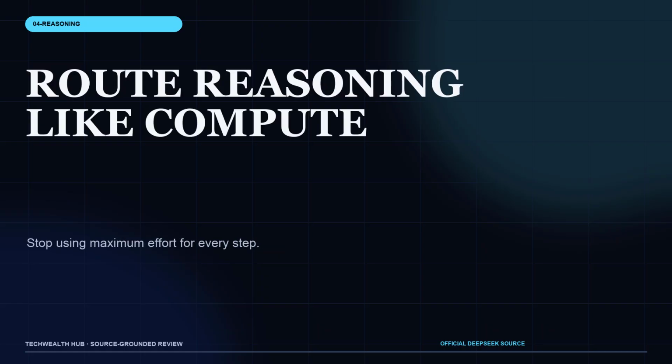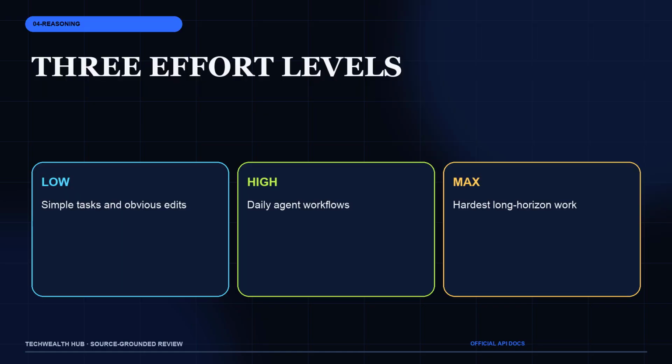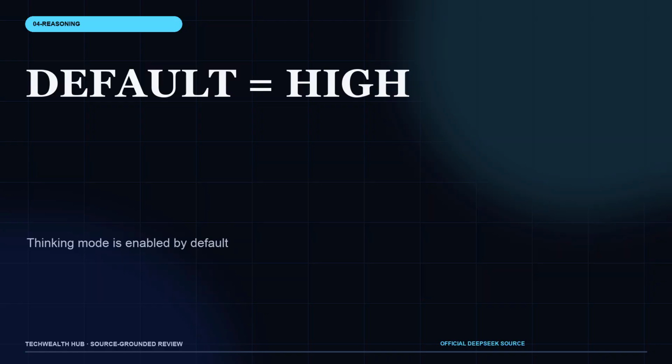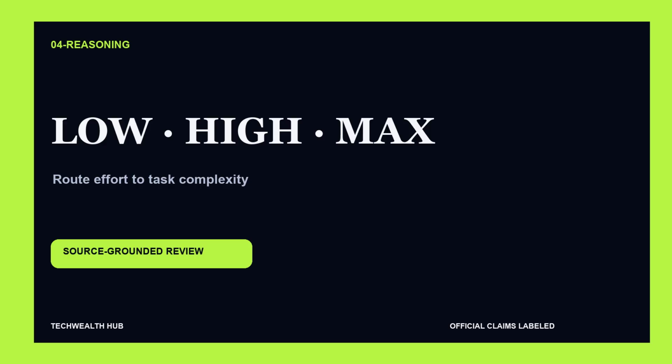Reasoning effort is the most practical new control. Low is meant for simple work, high for everyday agent workflows, and max for the hardest tasks. Thinking is enabled by default at high. In OpenAI format, medium, high, and X-high all map to high, while max stays max.